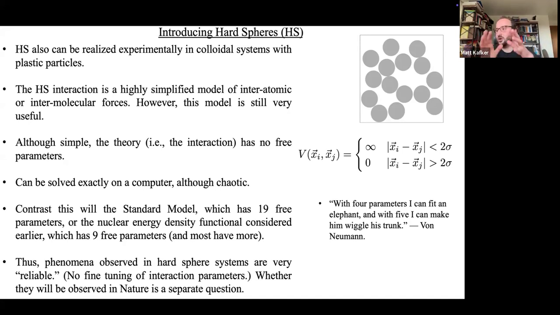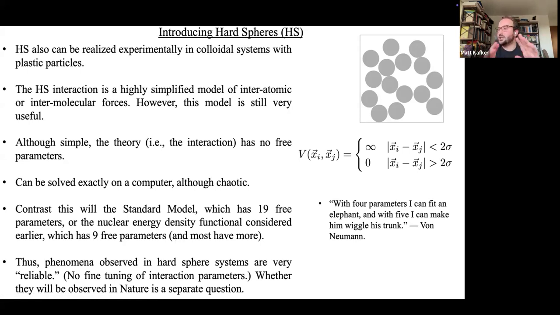The question of whether those phenomena will necessarily be revealed in nature is a separate question, but there are advantages to working with simple theory. This bullet point here is sort of silly. If you contrast this with the standard model, which has 19 free parameters, or in nuclear physics, we work with at least 9 free parameters or something like this. We have no parameters, at the cost of it being a simplified thing. So that's silly, and I probably should have deleted that point, but anyway.